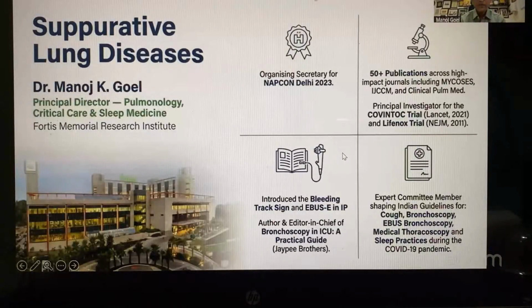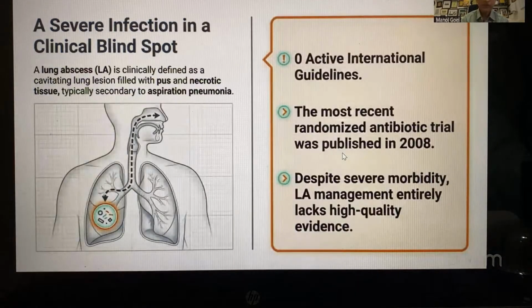So I'll be speaking on suppurative lung diseases. Suppurative lung infections actually represent an important spectrum of pulmonary diseases, ranging from necrotizing pneumonia, lung abscess, pulmonary gangrene, to bronchitis. Although antibiotics remain the cornerstone of the treatment of suppurative lung disease, the outcome requires much more than antimicrobial therapy, and this is what we are going to discuss today.